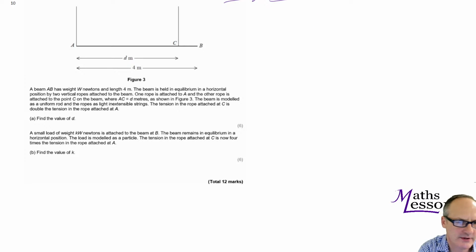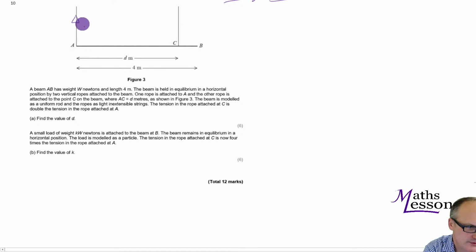Right, so here we go. Sorry about this, I left it a bit zoomed for you. Let's look at this, and we're going to put here, we've got normal reaction on A going up the rope. What we've got, one rope is attached to A, the other rope attached to the point C. AC equals D meters shown in the figure. The beam is modeled as a uniform rod, so the weight will be acting downwards at 2 meters, and it's W.